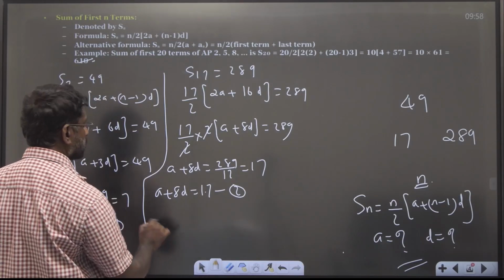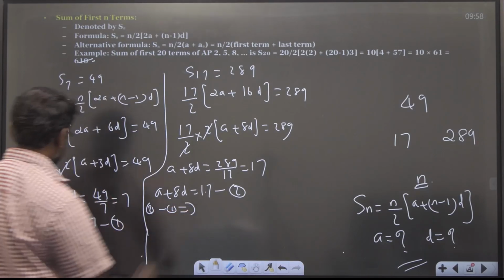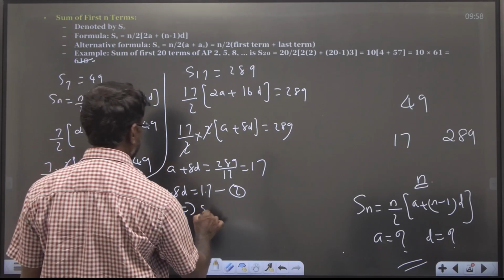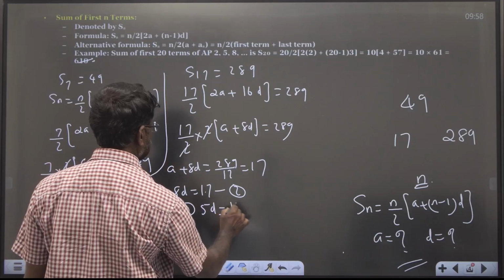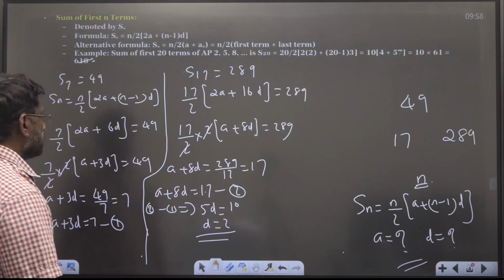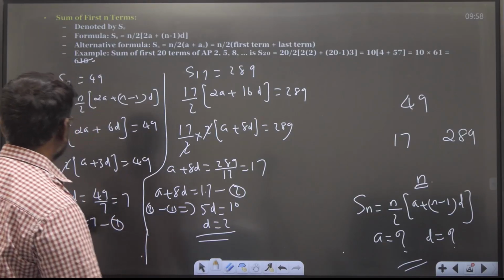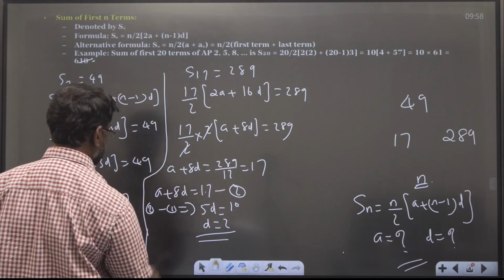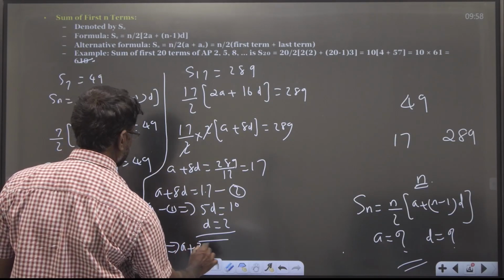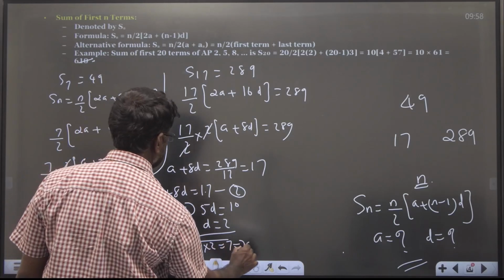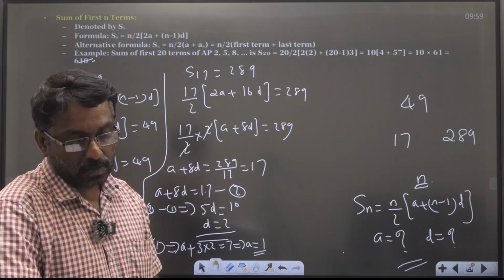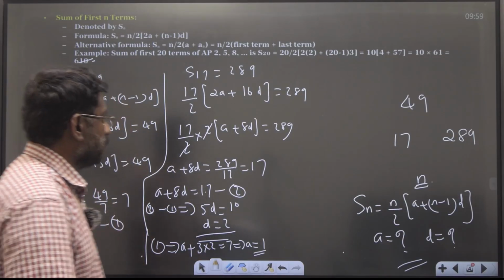So subtract 2 minus 1. A is eliminated, a is cancelled. 8d minus 3d is 5d. 17 minus 7 is 10. D is equal to 10 by 5, that is 2. D is equal to 2. Substitute the value of d in any one of these two equations. I think the first equation is simple. Equation 1 becomes a plus 3 into 2 equals 7. This implies a is equal to 7 minus 6, so a is equal to 1. D is equal to 2, a is equal to 1.